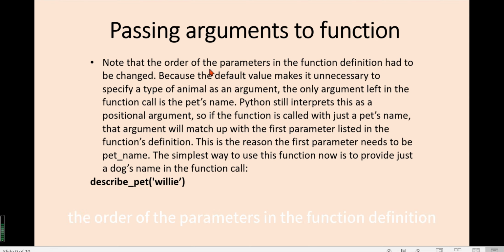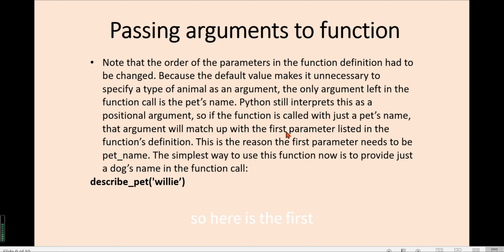I note that the order of the parameters in the function definition had to be changed because the default value makes it unnecessary to specify a type of animal as an argument. The only argument left in the function call is the pet name. So Python still interprets this as a positional argument. So if the function is called with just a pet name, that argument will match up with the first parameter listed in the function's definition.